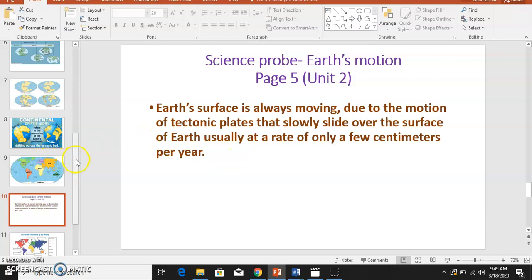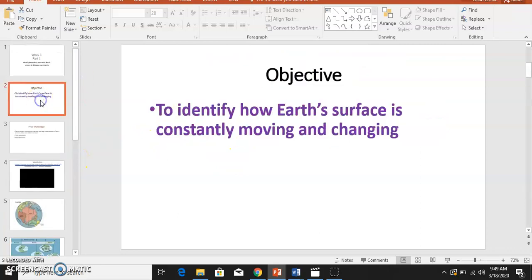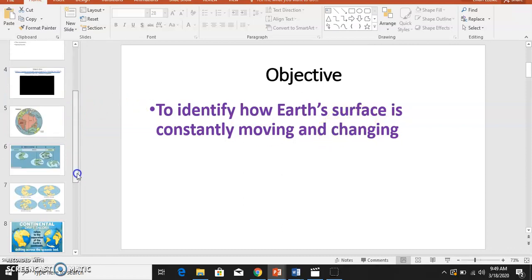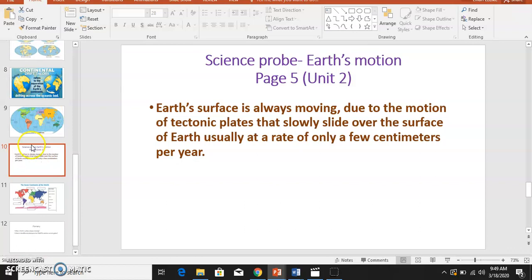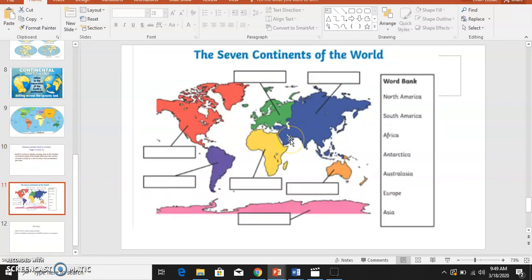So at this point now, you've come to know that really the surface of the earth is constantly moving and changing. And if you're asked to tell the reason, you will say because the tectonic plates are always moving, even though the sliding is so minimal, but it happens. And as millions of years go by, it gives rise to a change in the shape of the surface of the earth. Okay?